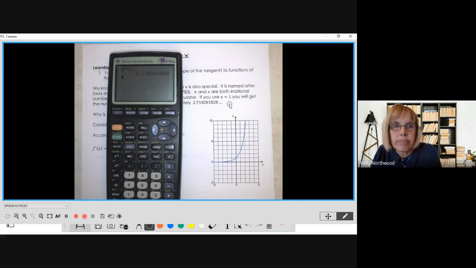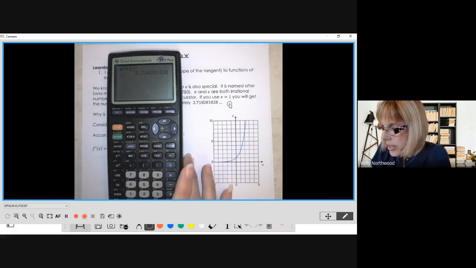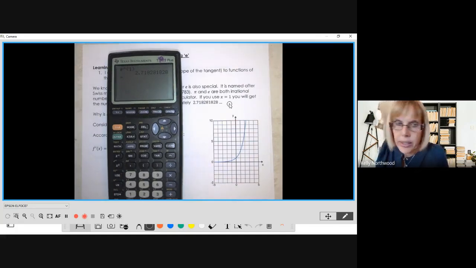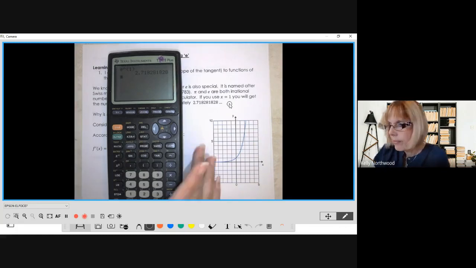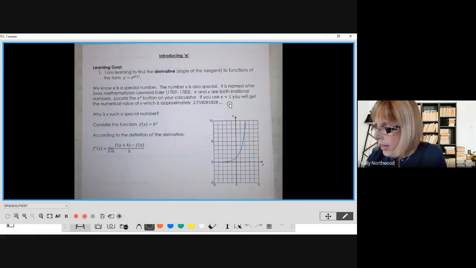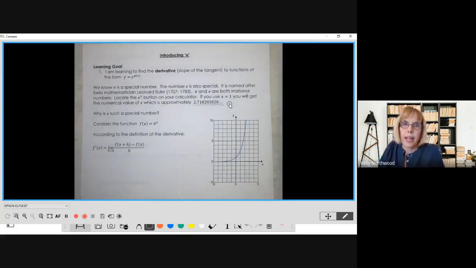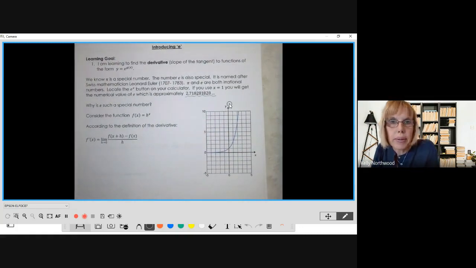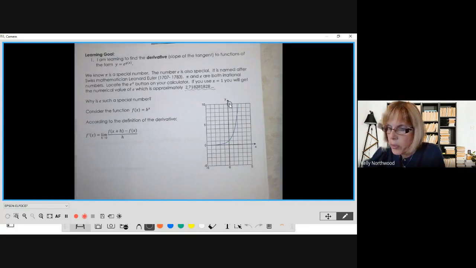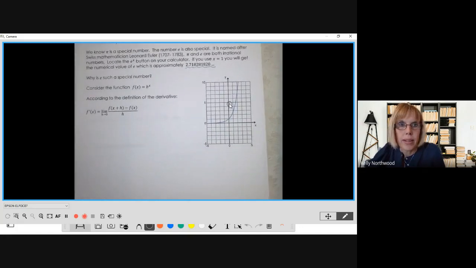See if you can locate that button on your calculator and use it to find e to the 1. I know there's lots of different calculators out there. Sometimes you have to put the 1 first and then hit your e button. Some it's your e first and then the exponent. Okay, so that's what e is approximately, but it's irrational, so the decimal goes on and on forever, never repeats, never stops. And we'll look at calculus is actually why e is such a special number.